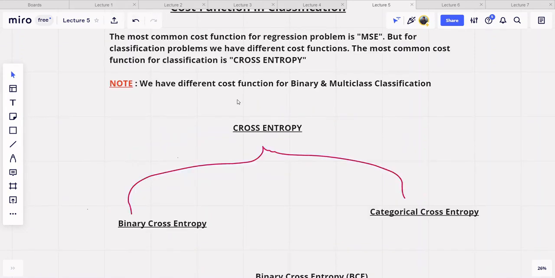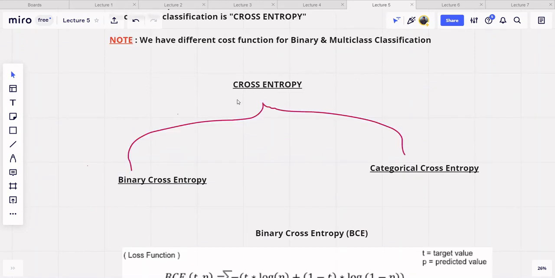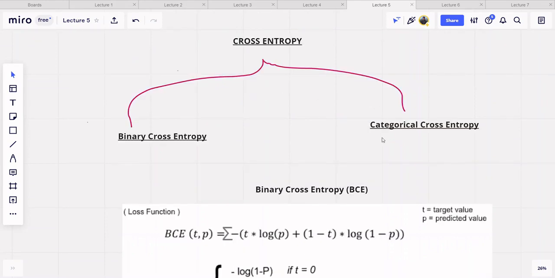Even this cost function has two main versions. Since we have two types of classification problems, binary classification and multi-class classification, the cost function, cross entropy, also has two versions. One is binary cross entropy, which is used for binary classification problems, and the other one is categorical cross entropy, which is used for multi-class classification.